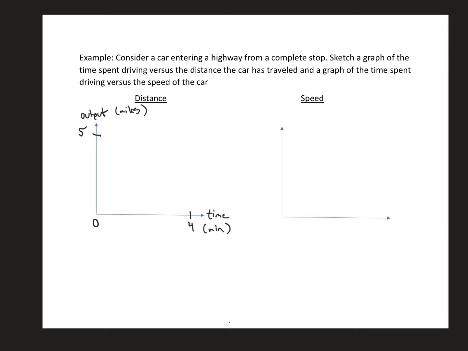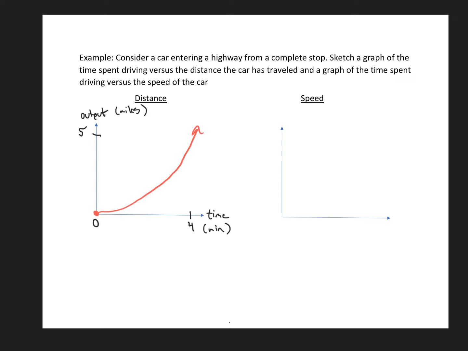If we think about the car at 0 minutes, it has not started moving yet. So we're starting from the origin 0, 0. At 0 minutes, we've gone 0 miles. As the car begins to move and as time goes on, we would expect the distance traveled to increase. As time goes on, the distance the car has moved will continue to increase.